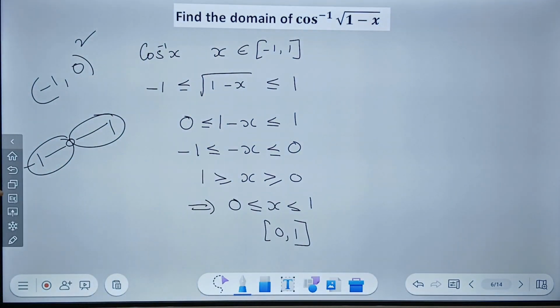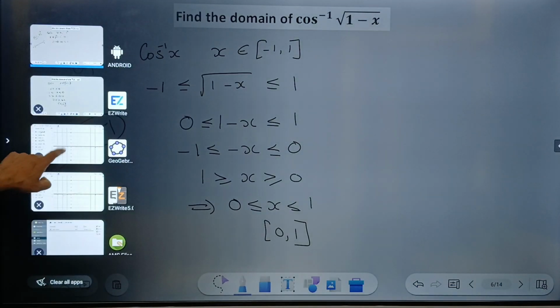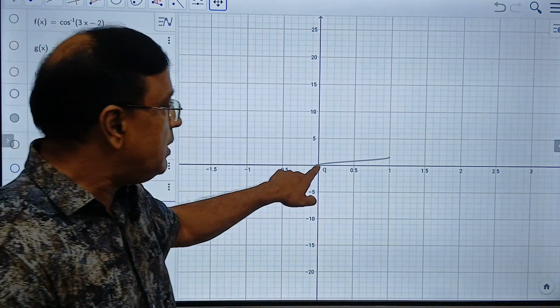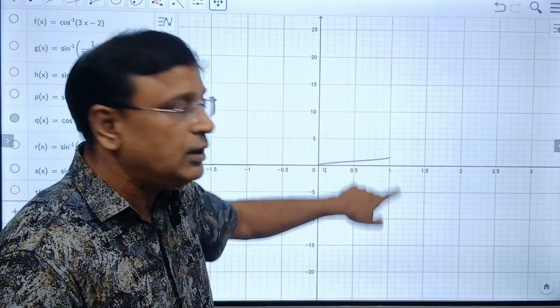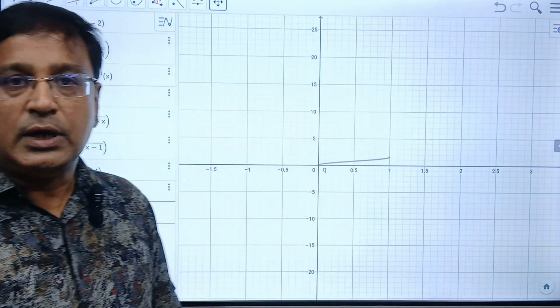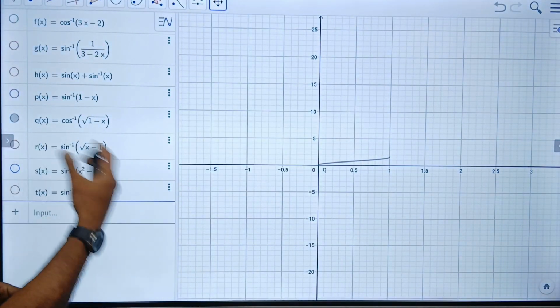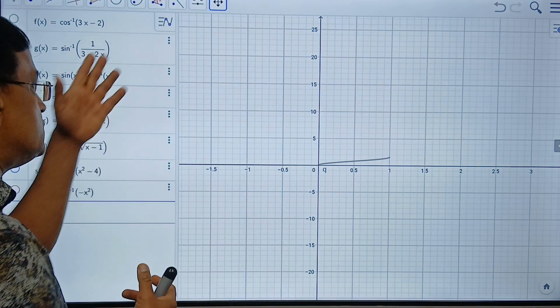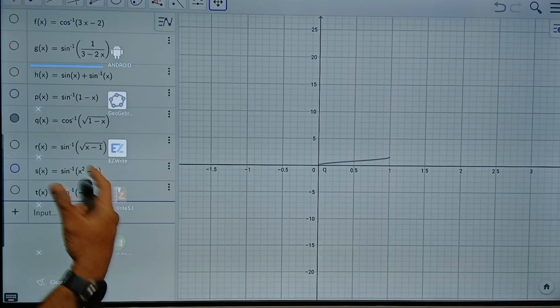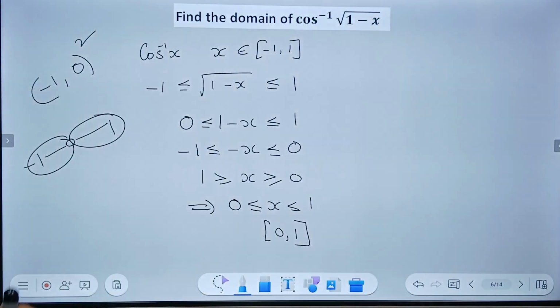Let's look at it graphically. That is this, right? See this? The minimum value of x is 0. The maximum value of x is 1. Minimum value is 0. Maximum value is 1. That is why your domain was 0, 1. Isn't it? So you can always verify it very easily using the software called GeoGebra. It gives you a better understanding of what you're doing.